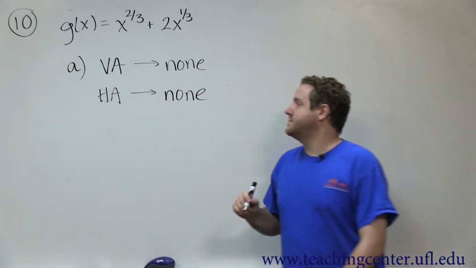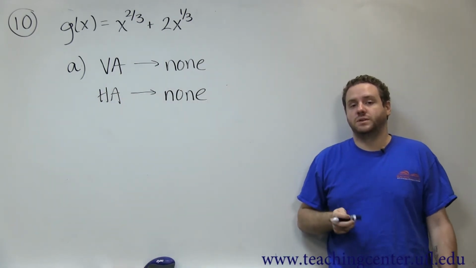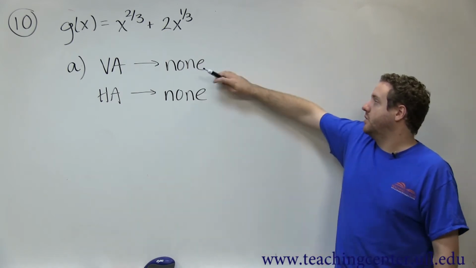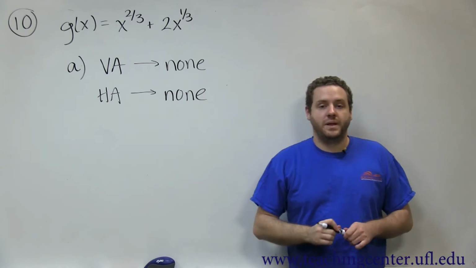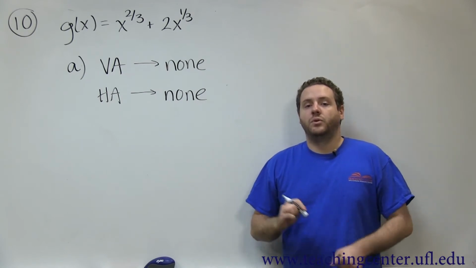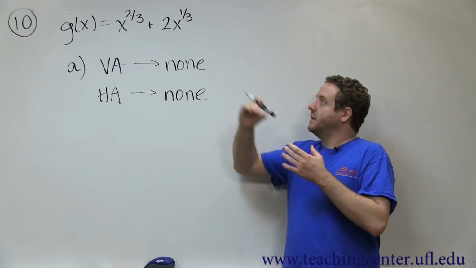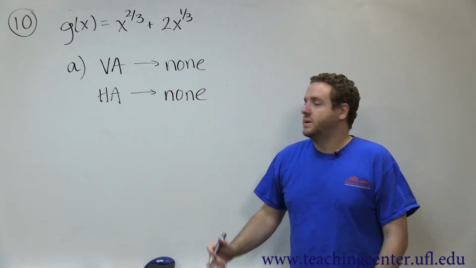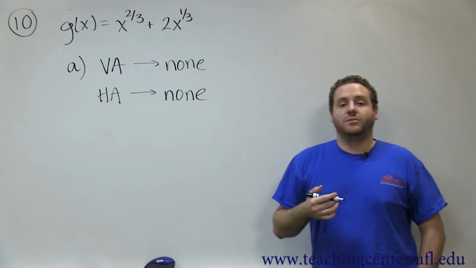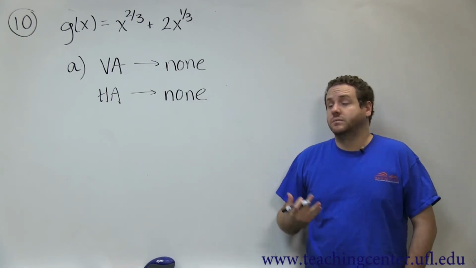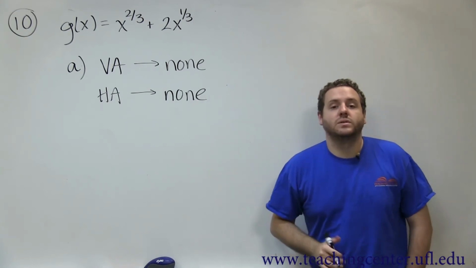So we have no vertical asymptotes, and we also have no horizontal asymptotes. Again, for vertical asymptotes, the question was: are there any numbers that are not in the domain that would have a limit that goes to infinity? Can't have that because our domain's all real numbers. For horizontal asymptotes, take the limits of these as they go to infinity and negative infinity, and do they approach any specific number? No, they don't, so we don't have any horizontal asymptotes either.